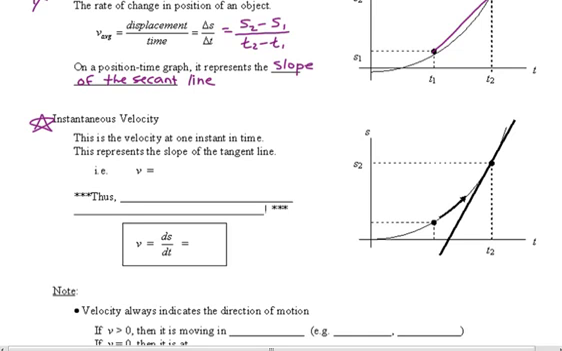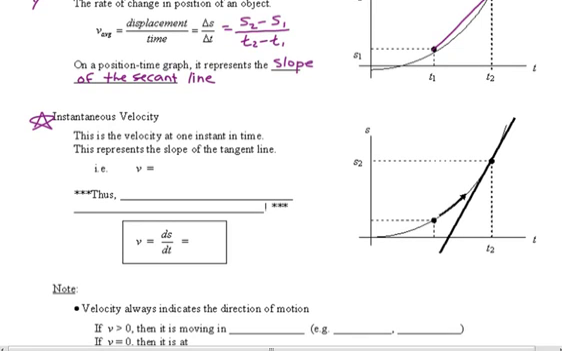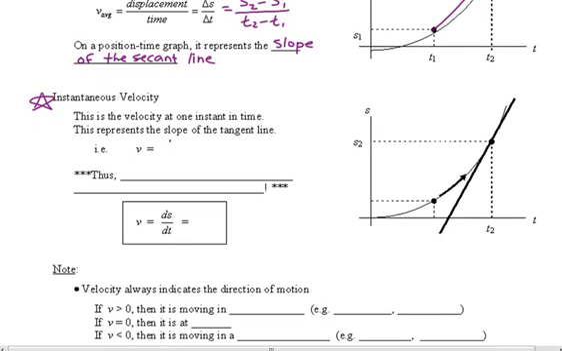And so the slope of a distance time graph will be our velocity, the change of distance over change of time, instantaneously. So this is the velocity at 1 instant in time. It represents the slope of the tangent line. So it's the limit as the change of t approaches 0.